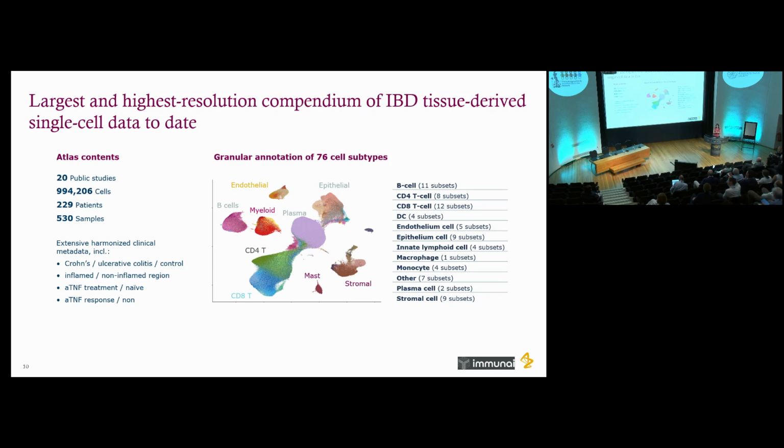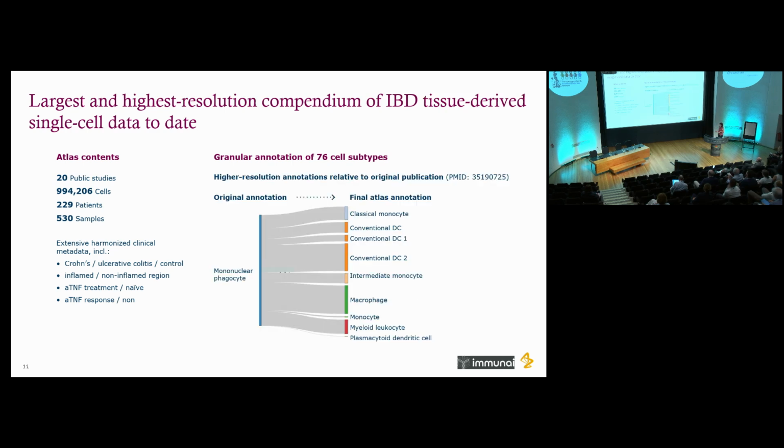So the atlas contains 76 cell subtypes. And here you notice, for example, how this differentiates from the original author's annotation. So for example, for this particular study, the power of the data set only allows the authors to annotate the cell types as mononuclear phagocytes, but by harmonizing all of them together, we could really go into more granularity and annotate these at a more fine-grained level.